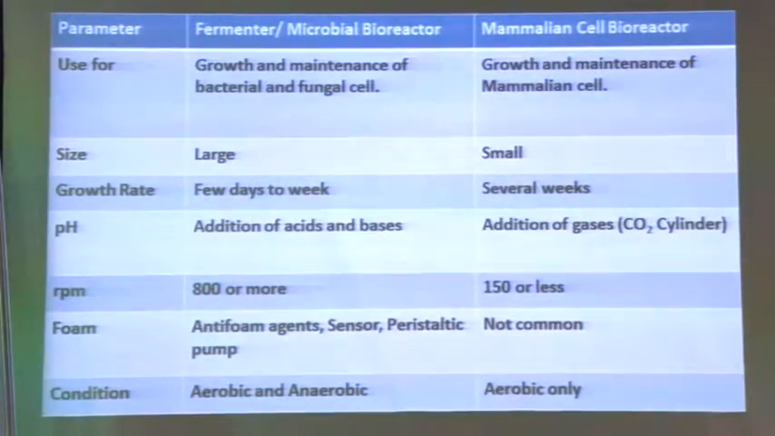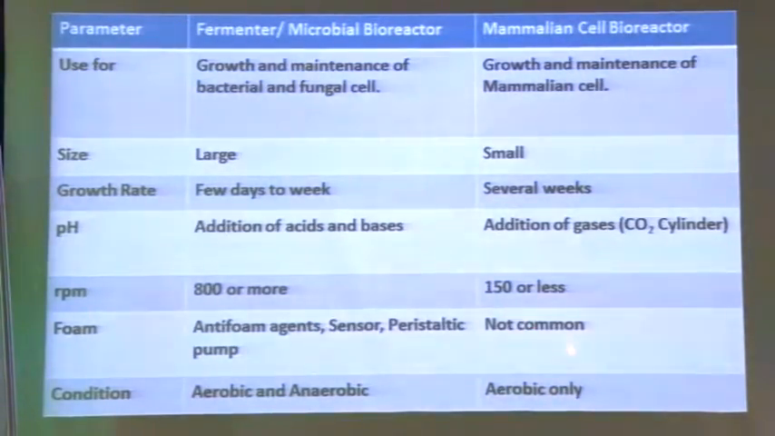The next difference is that whatever fermenters are there, they basically work at an RPM of around 800 or sometimes more than that. But mind you, you can see that in the bioreactor the RPM is only 150 or less. Any specific reason? Can you answer me? They lack silicone. Exactly, right?